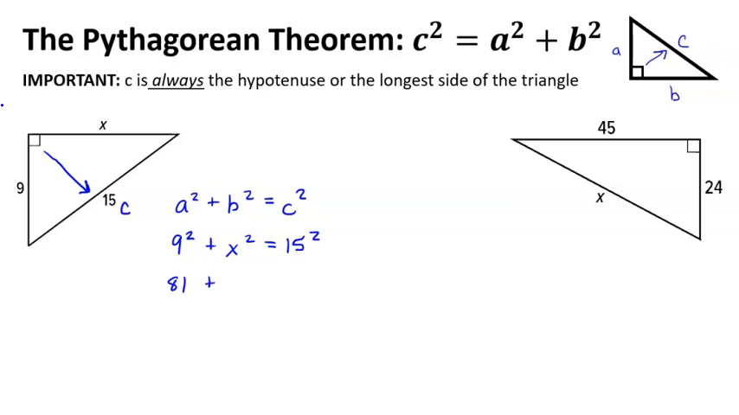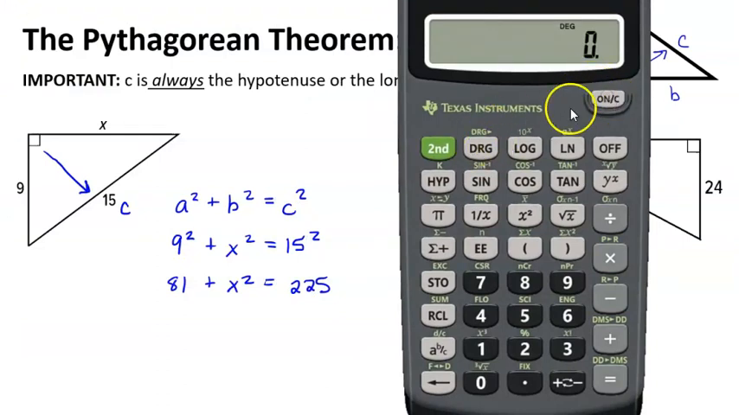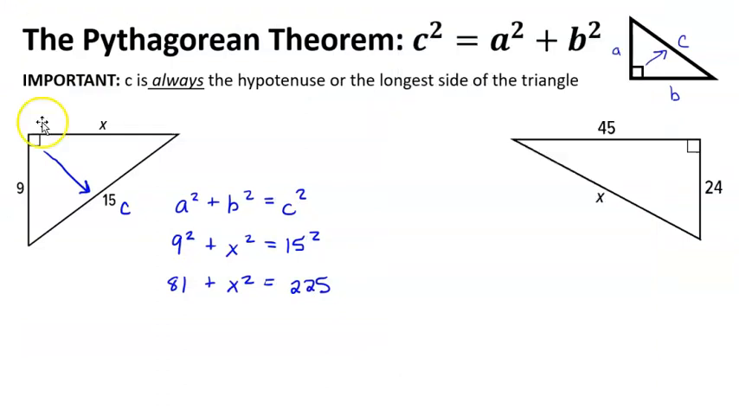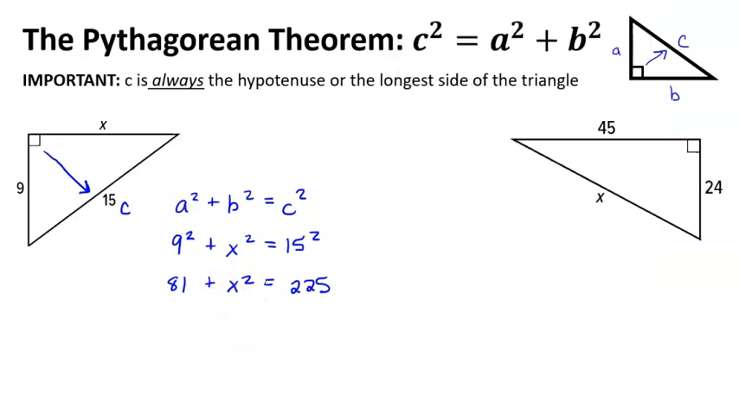That's going to give me 81. This is going to give me 225. If you don't remember how to put it in your calculator, you can just use this squared button, and so 15 squared, or you can use your y to the x button. It really doesn't matter. So if I did 15 y to the x 2, it's still going to give me 225. And then from here, to get x squared by itself, I'm going to subtract 81 on both sides.